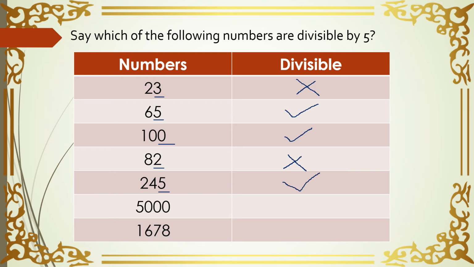Next number is 5000. Units place पे there is 0. That means it will be divisible by 5. Alright. The last number is 1678. The unit place has 8. That means it will not be divisible because it is neither 0 nor 5.